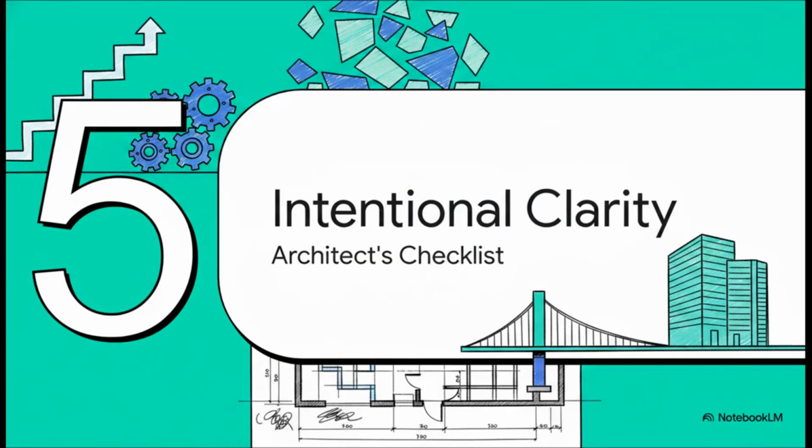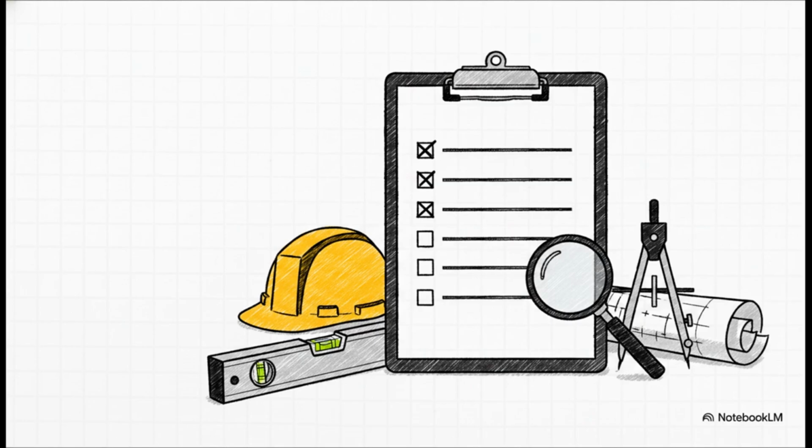Finally, Section 5, Building Intentional Clarity. So, how do we take these individual rules and permanently transition from accidental writing to intentional design? We do it by treating our writing process like a rigorous architectural inspection. Think of this as your final checklist for professional clarity. Before you send any document, run down this list.